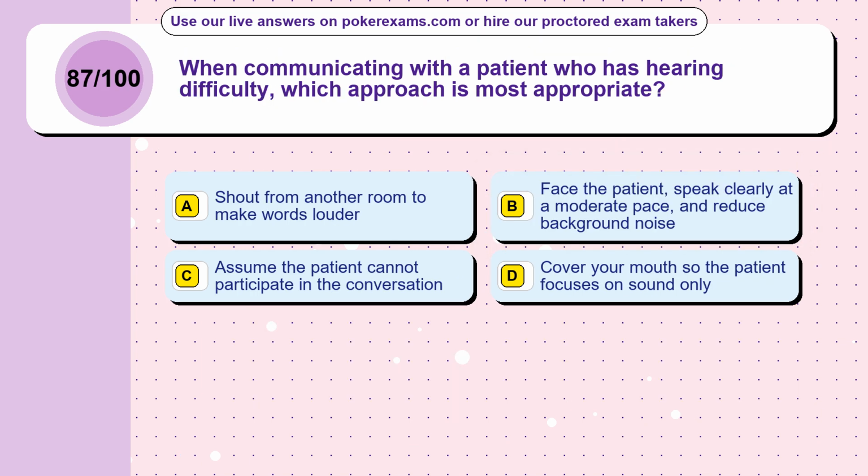Question 87. When communicating with a patient who has hearing difficulty, which approach is most appropriate? Option A, shout from another room to make words louder.